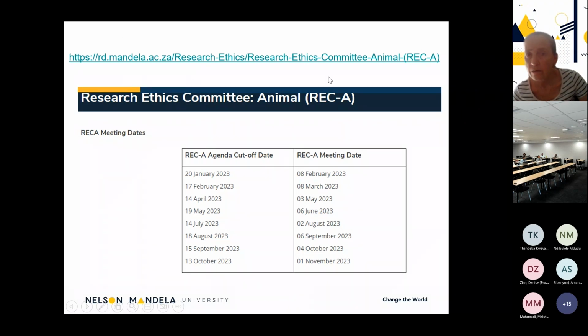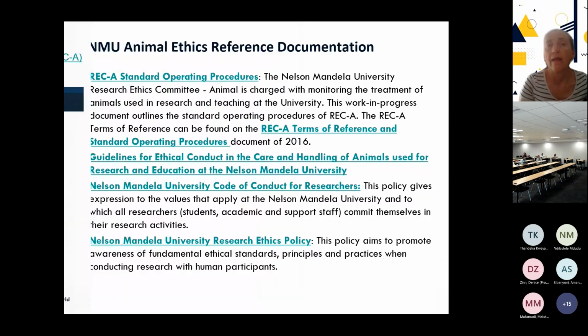All the documents are on the website for animal ethics, similarly for human ethics, but for animal ethics, it's a separate set of documents. The documentation is comprehensive. I'm not going to read the slide, but we've got standard operating procedures, SOP, for our university. Then we've got our guidelines for ethical conduct in the care and handling of animals. The Nelson Mandela University Code of Conduct for Researchers, and then also the research ethics policy that I just referred to. So we are abiding by national ethics documents and also the university's ethics documents.